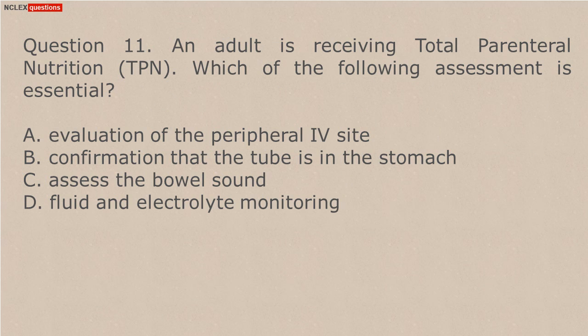Question 11. An adult is receiving total parenteral nutrition, TPN. Which of the following assessments is essential? A. Evaluation of the peripheral foresight. B. Confirmation that the tube is in the stomach. C. Assess the bowel sound. D. Fluid and electrolyte monitoring.